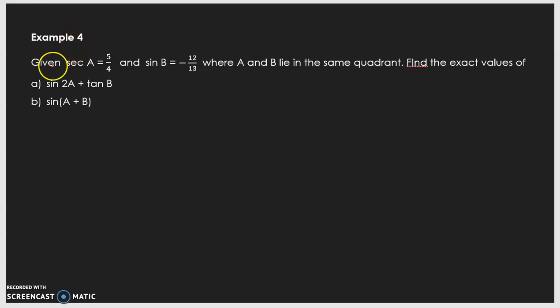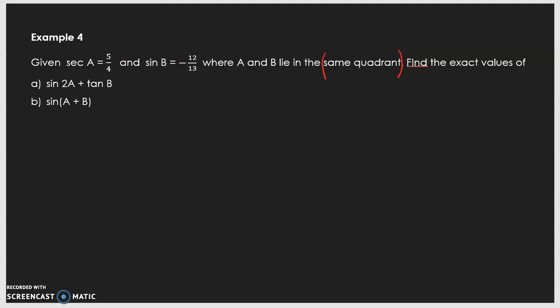Now we look at example 4. Given secant A is equal to 5 over 4 and sin B is equal to negative 12 over 13, where A and B lie in the same quadrant. So this is the keyword, same quadrant. Find the exact value of sine 2A plus tangent B and sine A plus B.